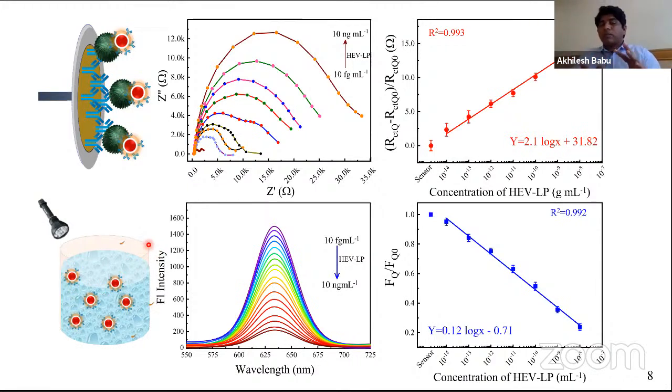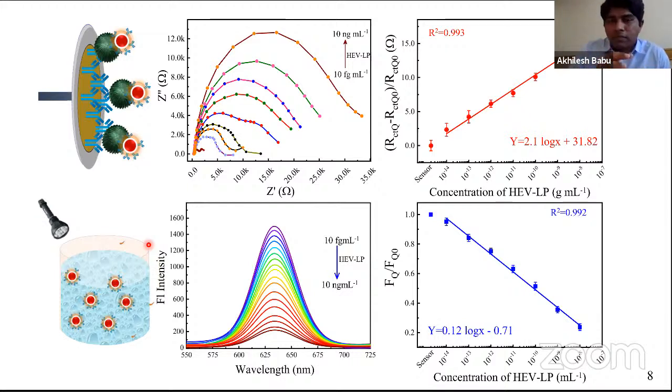So the developed method was successful, and we have also performed the method in some real sample detection. The selectivity of the method was very high because the selectivity is completely dependent on the conjugated antibody. So this method was applied for HEV and norovirus detection in clinical samples, as well as laboratory-prepared HEV or norovirus-like particles.